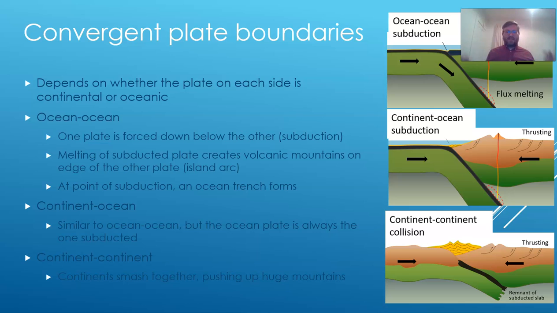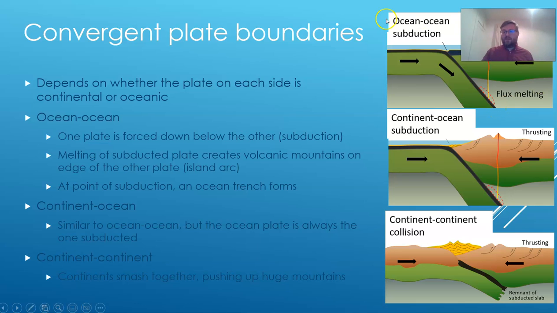And, because we have a round Earth, anything that moves apart in one place, that's got to be coming together somewhere else. So what happens at a convergent plate boundary is going to depend on whether the crust on either side of that plate boundary is continental or oceanic. So you get a slightly different outcome depending on whether you've got continent or ocean on either side of this convergent plate boundary where they're coming together.